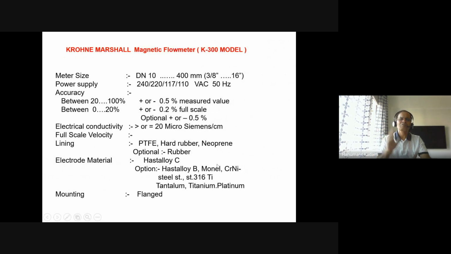So this is the basic specification of any electromagnetic flow meter. What are the specifics: size, pipeline size, power supply requirement, accuracy, conductivity of your processing fluid flow, then lining, the inside lining for protection and isolation from electrical short circuit. And electrode material is also very important. And mounting is by default a flange mostly, because it is easy to install and remove for maintenance. So these are the basic specifications of this flow meter.